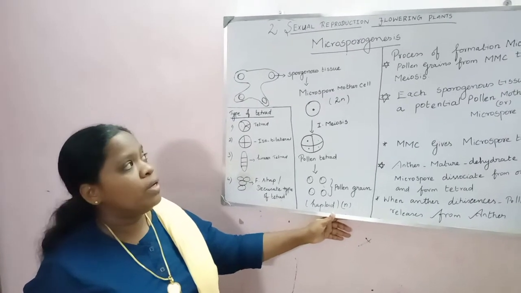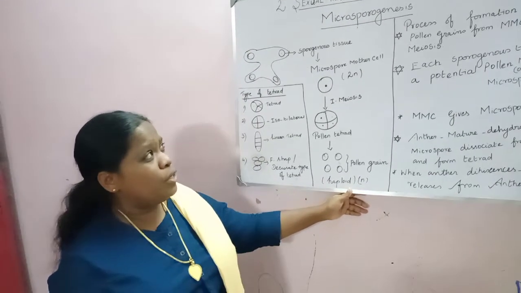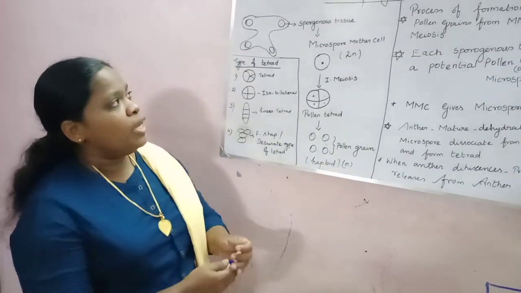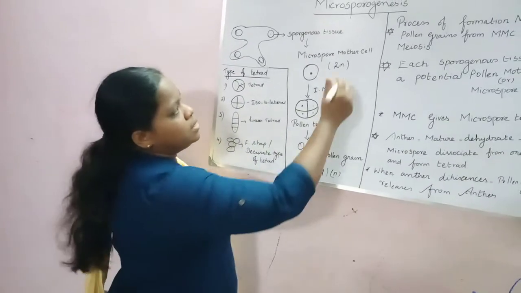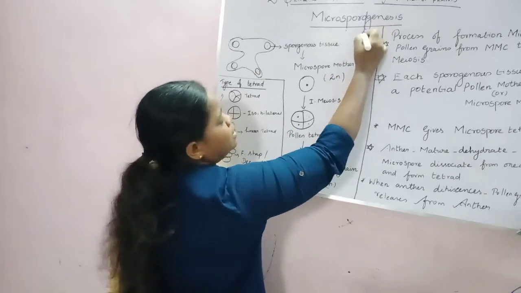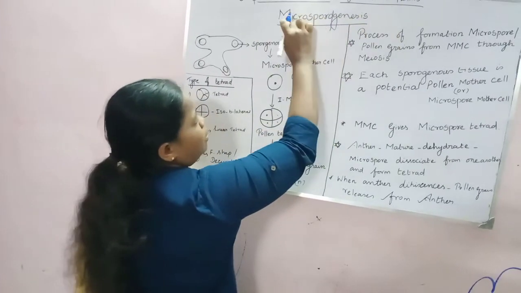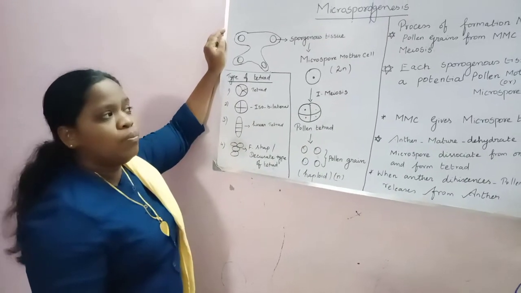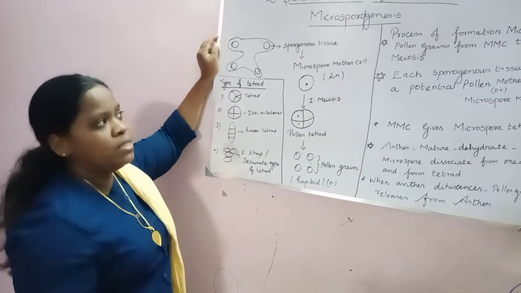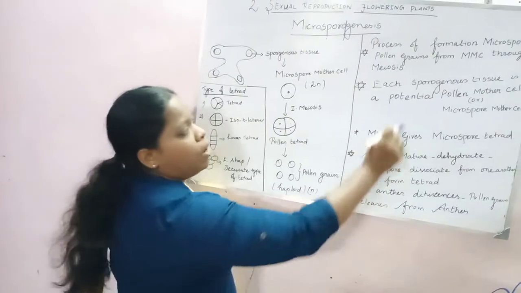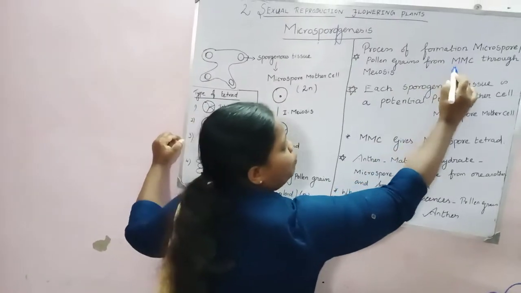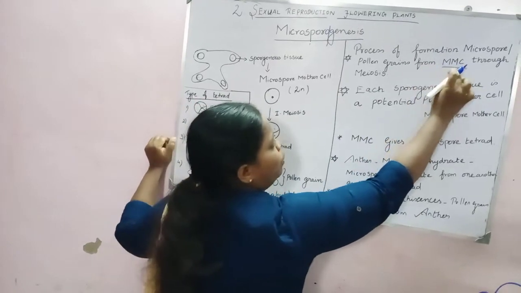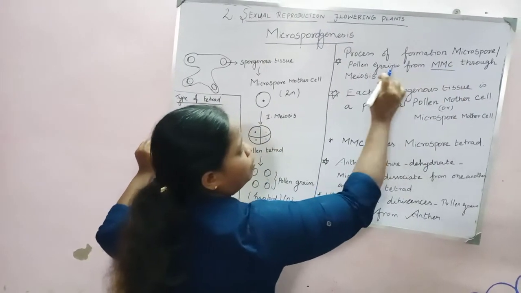This class is regarding microsporogenesis. Let us see what we mean by microsporogenesis. Genesis means production, so microspore production. That means the process of formation of microspores or pollen grains from the MMC, the microspore mother cell, through meiosis.